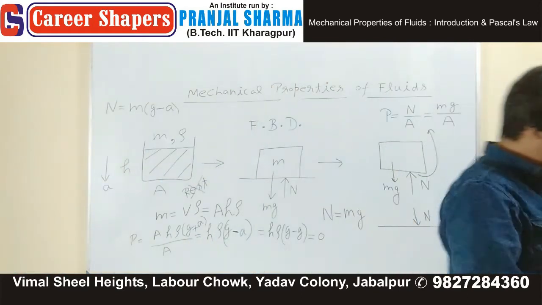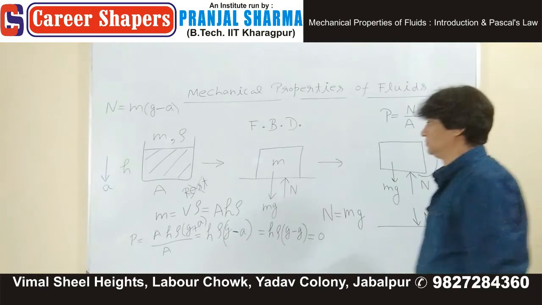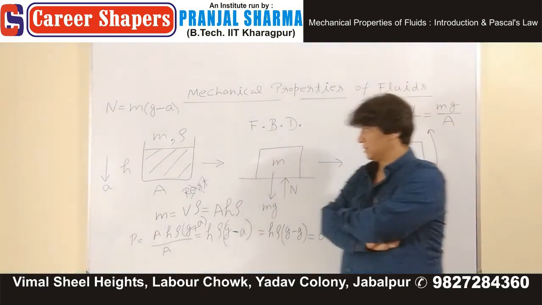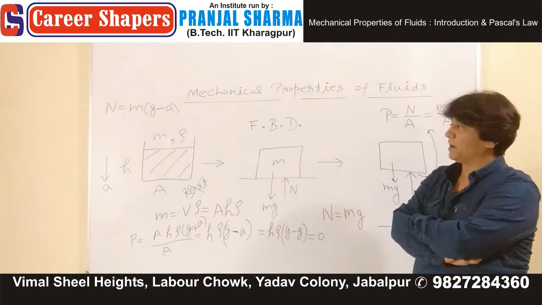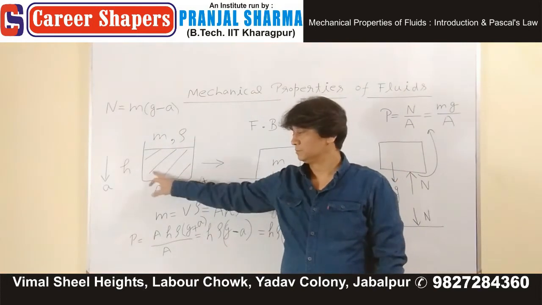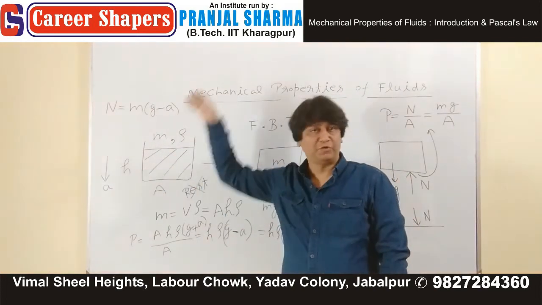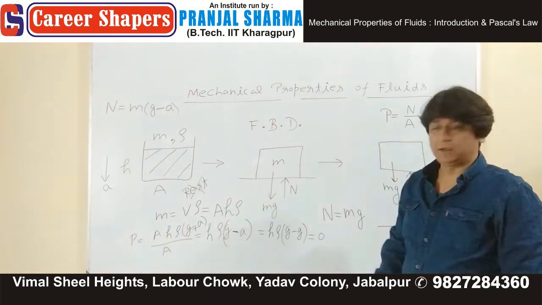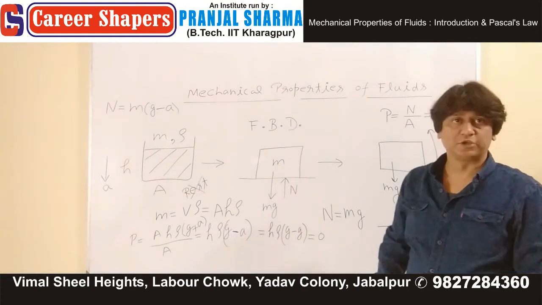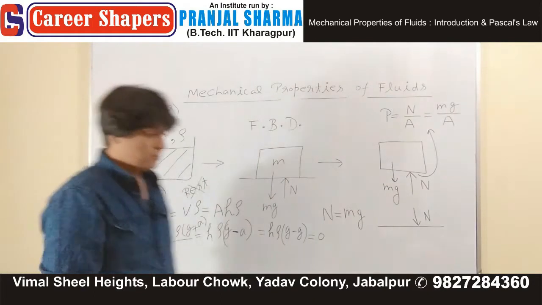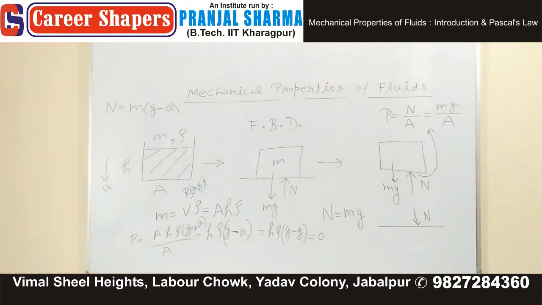In a freely falling beaker, pressure at every point, anywhere you go, everything is under free fall. Pressure at any point will be 0. Pressure at any point will be 0.